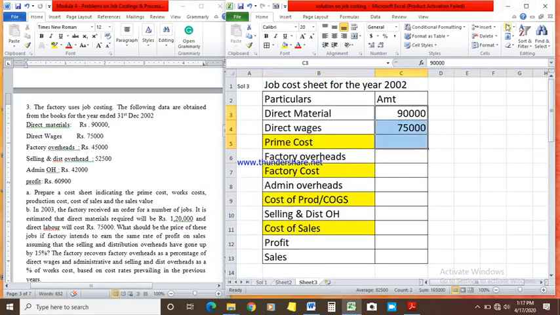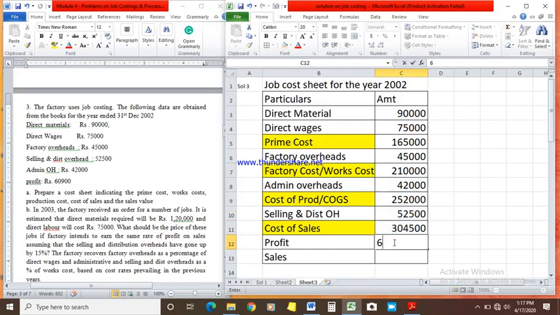So the addition of these two, again we get prime cost. Then factory overhead is given as 45,000. Factory cost is 2,10,000. As I told you, it is factory cost or works cost, both mean one and the same, so I'll just write here one more word, works cost. Then administrative overhead is 42,000. So we get cost of production. Selling and distribution is 52,500. So we get here cost of sales.